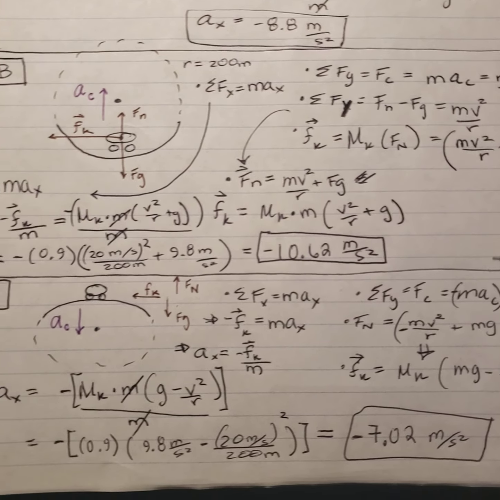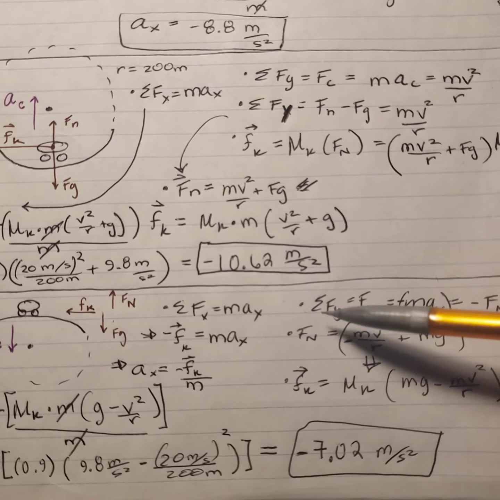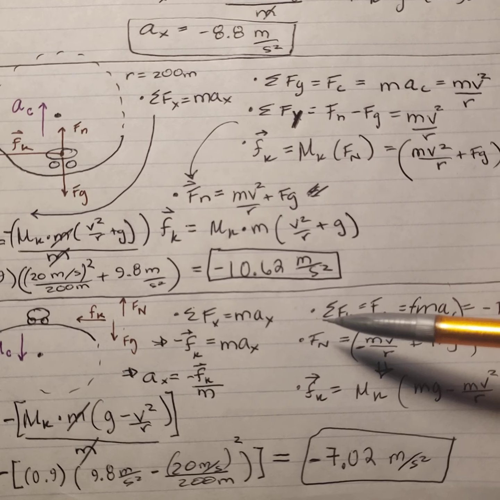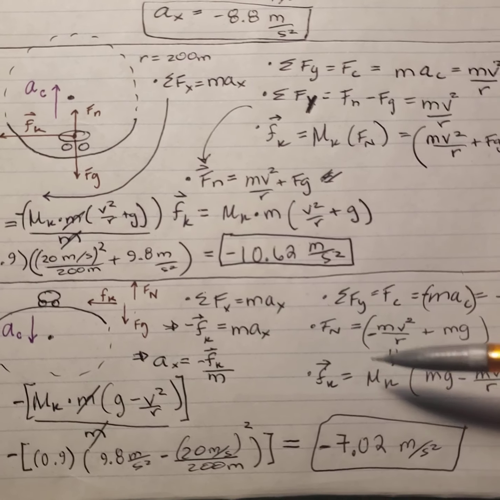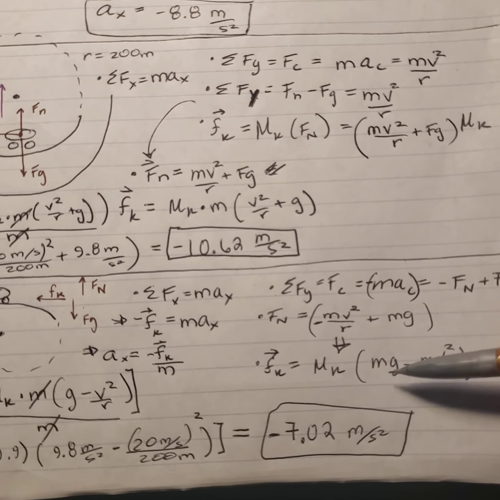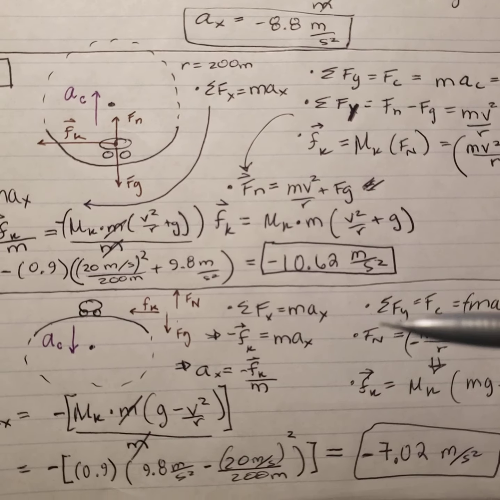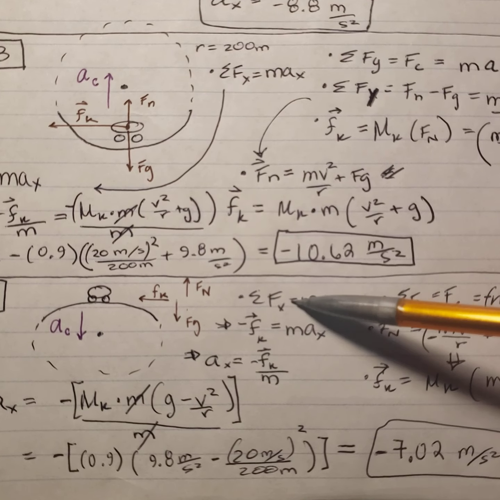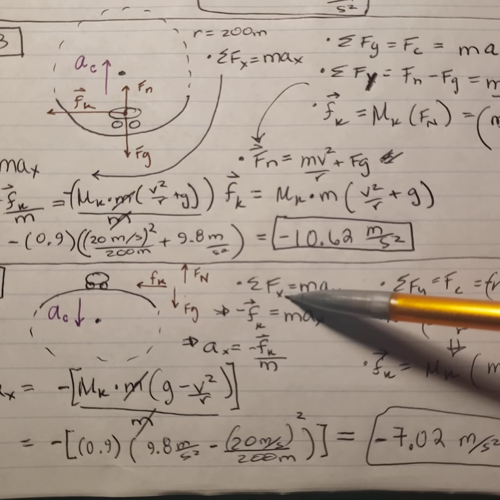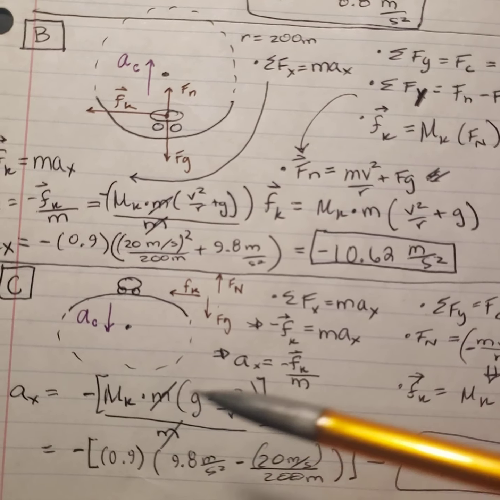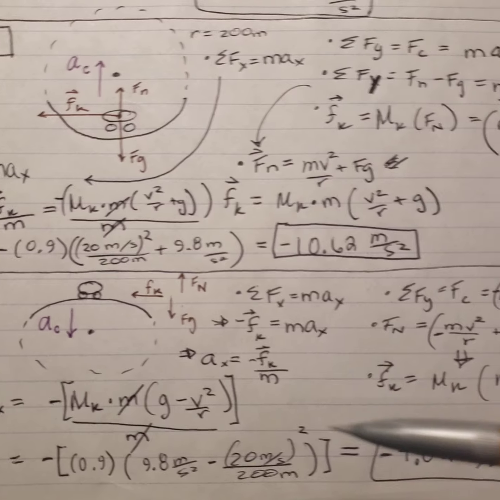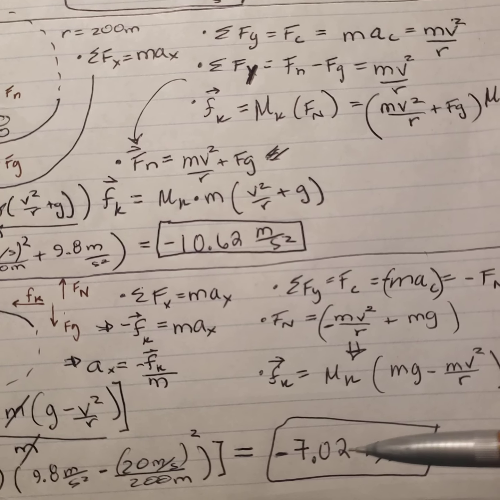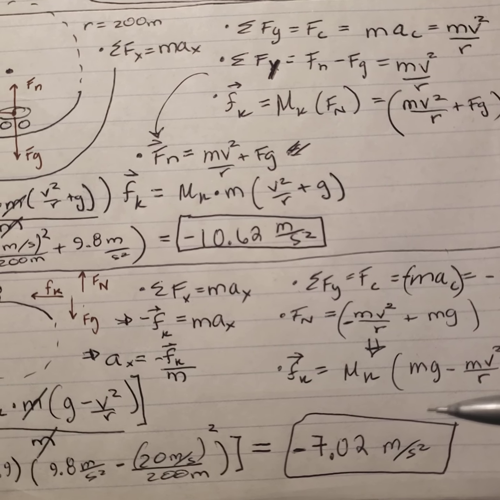Like part B, we just plug the normal force into the equation for kinetic frictional force, which we plug into the horizontal force equation, which will ultimately give us the acceleration in the x for that instance, and we get an acceleration of minus 7.02 meters per second squared.